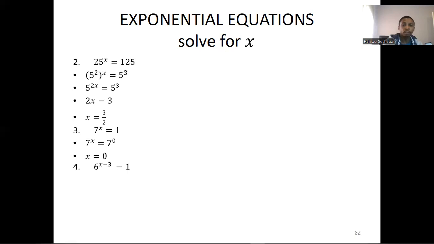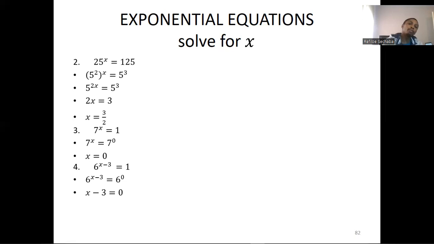Change that 1 to 6 and make it 6 to the exponent of 0. And then you drop the bases, you equate the exponents. So you'll end up having x minus 3 is equal to 0. Then you transpose the 3 to the right-hand side. Please note that when you transpose the 3 to the right-hand side, the sign will change. So it'll be positive. The 3 will change from being negative to being positive.